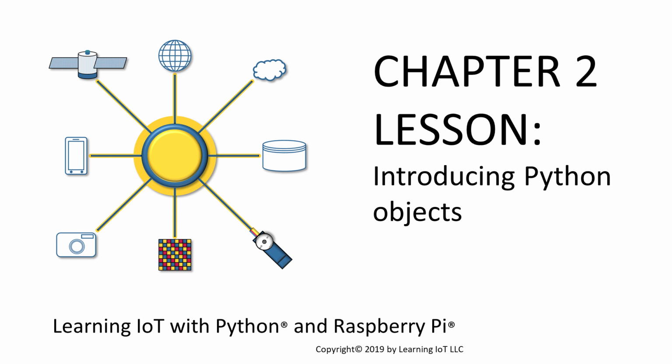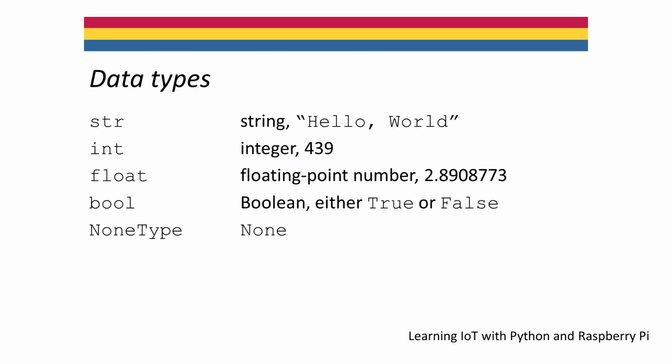In this lesson, you will be introduced to Python objects. Four of the most commonly used data types represent strings, integers, floating point numbers, and Boolean values. Either single quotes or double quotes may be used to delimit strings. However, the closing quote must match the beginning one. For instance, 'hello world'. The int type represents an integer, as in 439.